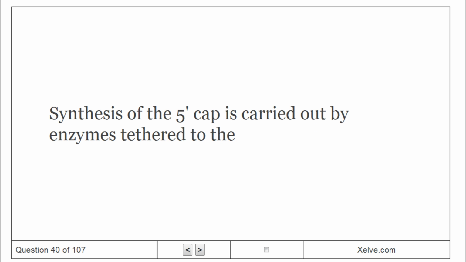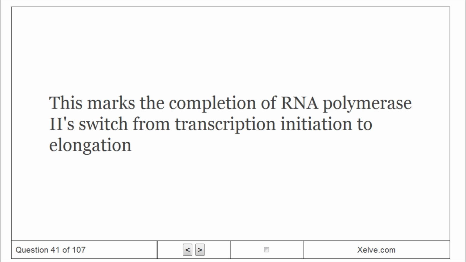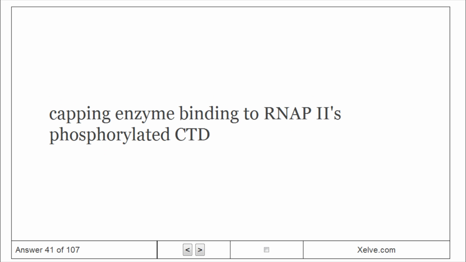Synthesis of the 5' cap is carried out by enzymes tethered to the CTD of Pol II. This marks the completion of RNA polymerase II switch from transcription initiation to elongation. Capping enzyme binding to RNA Pol II's phosphorylated CTD.